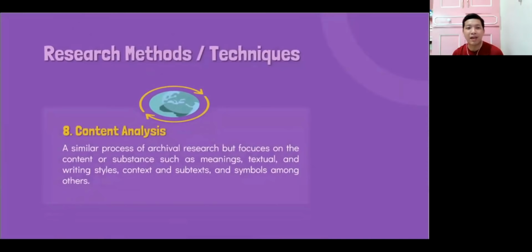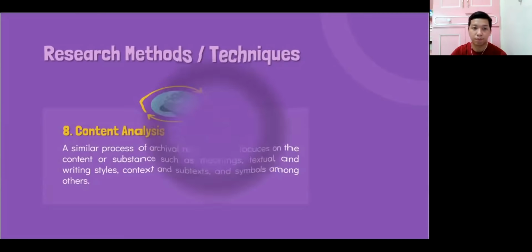And number 8, we have the content analysis. When we say content analysis, it is a similar process to archival research, but it focuses on the content or substance, such as meanings, textual and writing style, context, and subtext and symbols, among others.